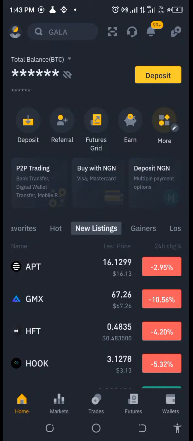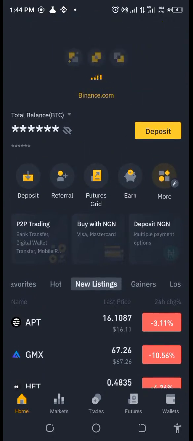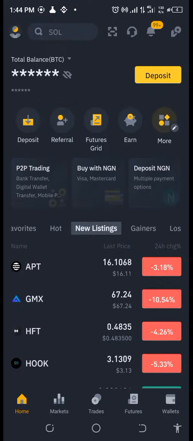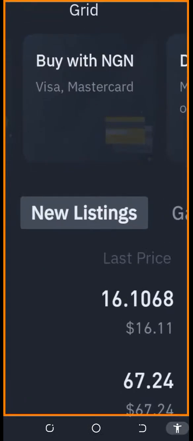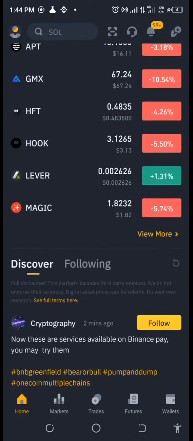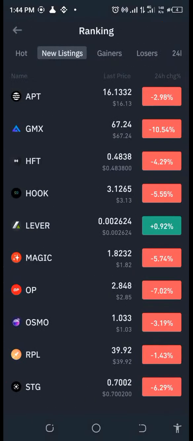All right. So today, we're going to come over to this place where it says new listings. You can refresh just to be sure that everything is set. In this place, you get to see new coins that have just been listed. There are quite a lot of them. You can click on view more to see more of them, and then you can begin to pick each one.